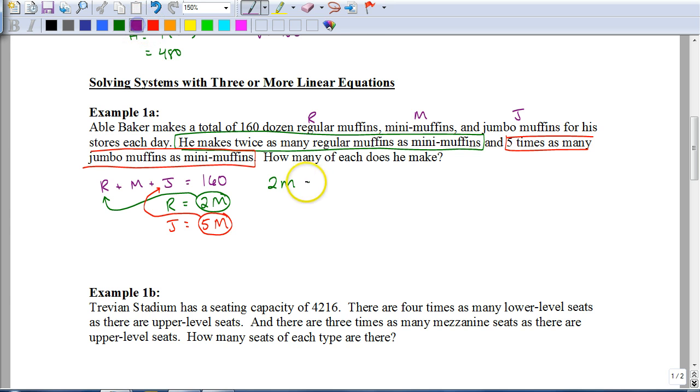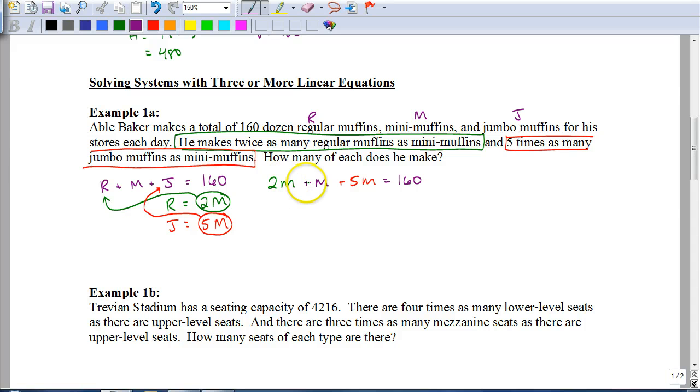2m plus m plus 5m equals 160. So I did this so you can see where we're getting these substitutions from. Now we can just add these together.